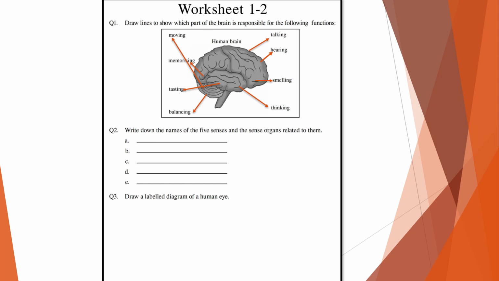Memorizing is the action that is controlled by your cerebellum. Tasting is the sensory action and it is again controlled by the cerebellum. Balancing is controlled by cerebellum.